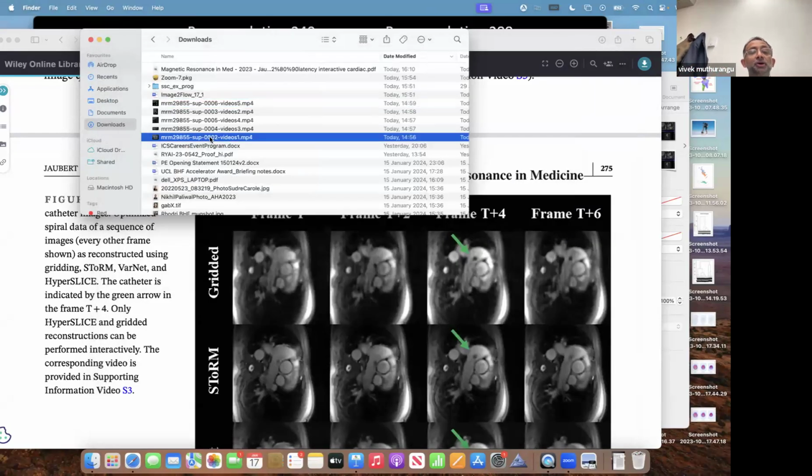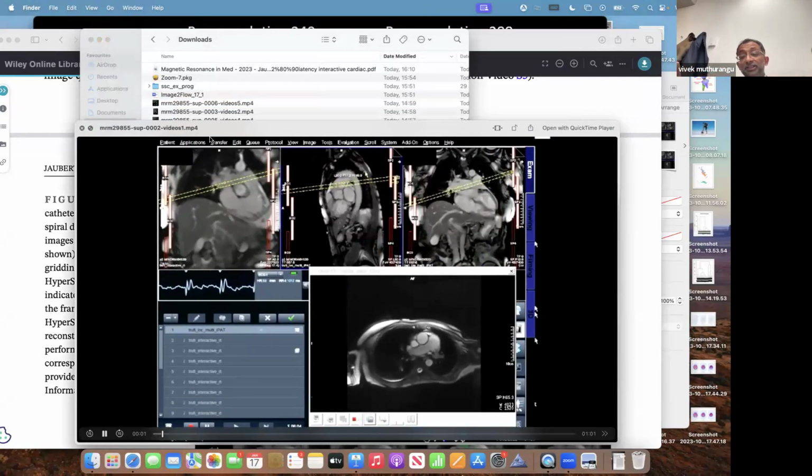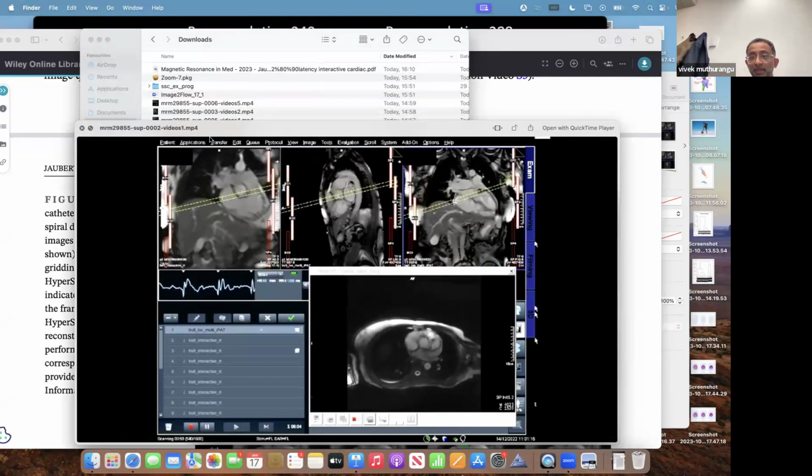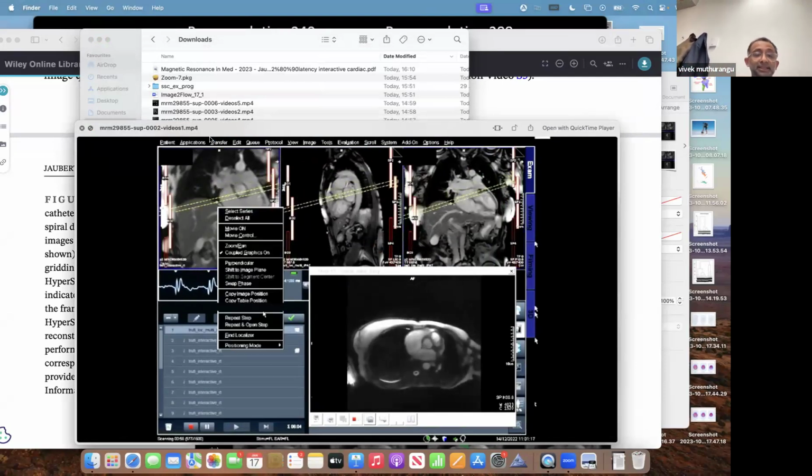And I just wanted to show you this in action. So this is a screen capture. This is not a reconstruction. All of this is working on the scanner. The sequence is working on the scanner. We have a Gadgetron reconstruction, but it's all being piped back into the scanner in real time.